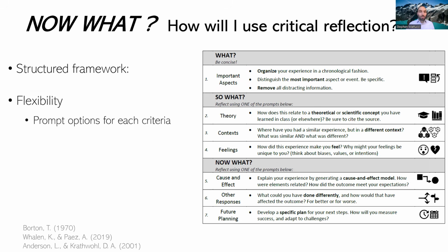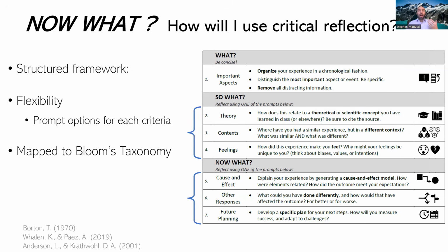What you should know is that this framework has flexibility. There's multiple criteria that fall under these what, so what, and now what headings. So there's a little bit of flexibility as to how you approach it. All of these prompts have been mapped to that Bloom's taxonomy that I mentioned before. So that's all embedded in this framework.